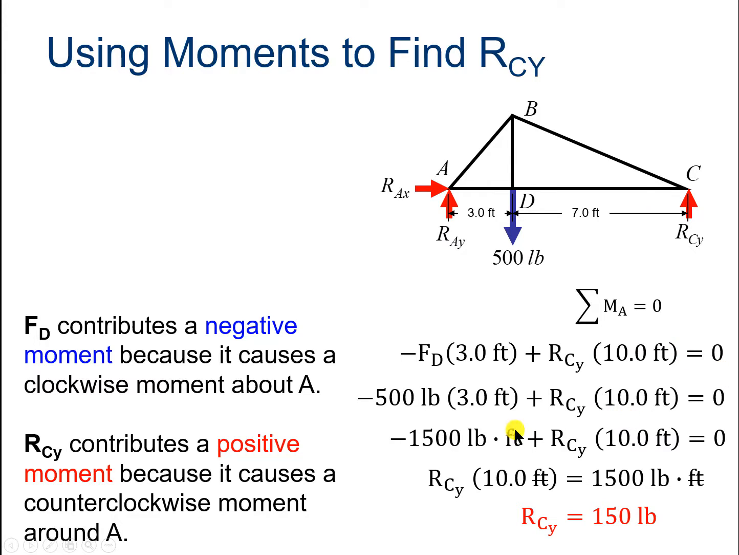So I put in the numbers and, with a little arithmetic, I have one equation and one unknown, and I find that RCY is equal to 150 pounds. That'll be a common calculation that we'll use for the reaction forces. This is actually the easier part of the calculations.